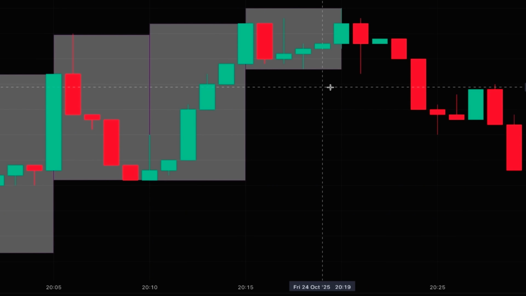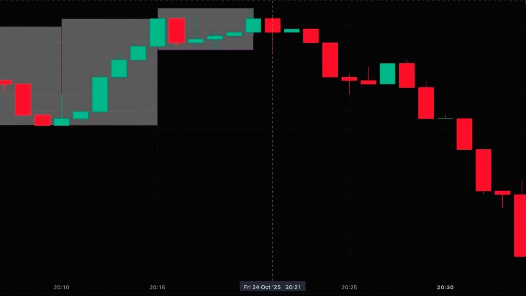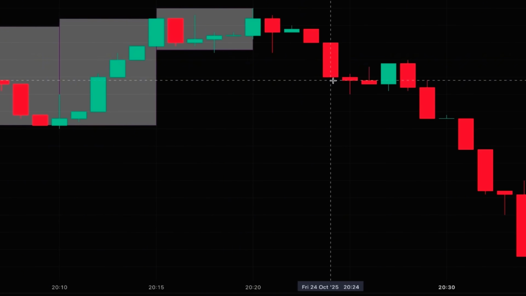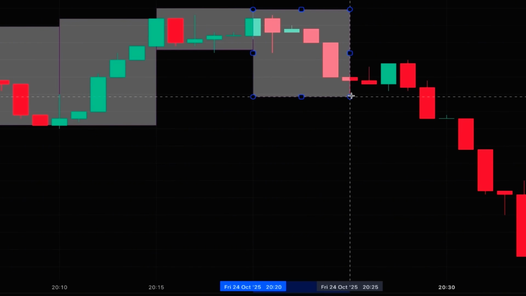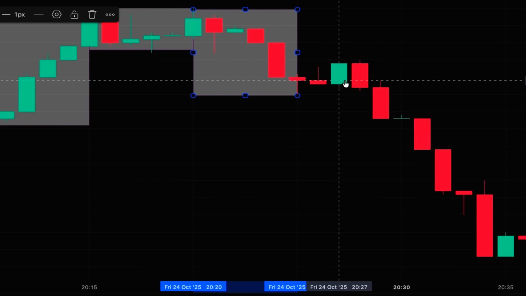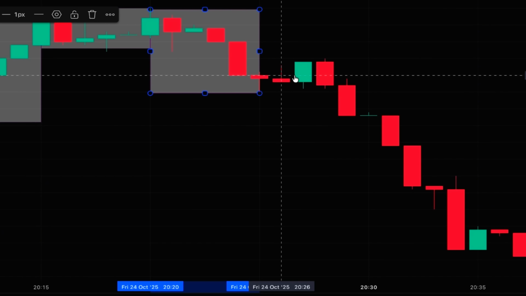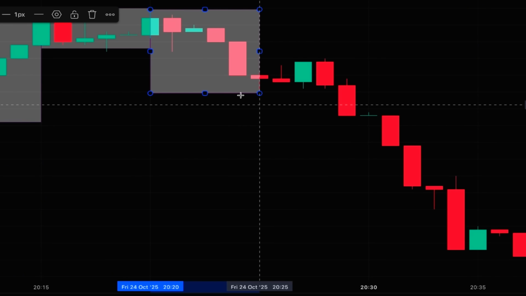Alright, in this box, the last candle is green. So we want an upside break out of the box. And this should happen in the next 4 candles, 1, 2, 3, 4. And you can see that it didn't happen. We draw a new box starting from 2020 to 2025, from high to low. And in this box, you can see that the last candle is red. So we want a downside break out of the box. And this should happen in the next 4 candles, 1, 2, 3, 4. And here you can see that this candle is closed below the box.